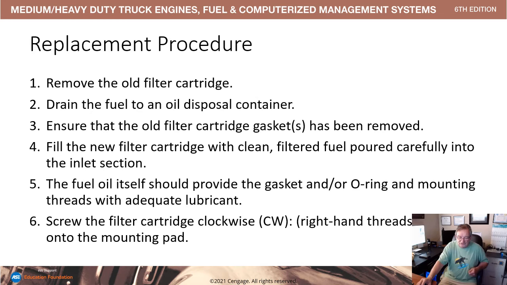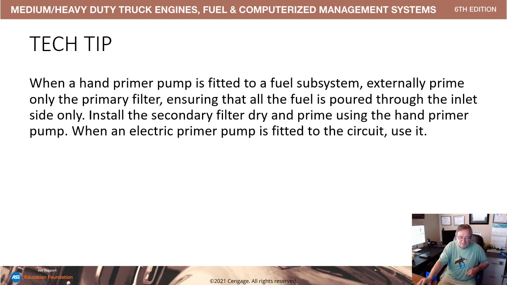You'll have gaskets and O-rings, so you have to pay attention to detail here. You fill the new filter cartridge with clean, filtered fuel poured carefully into the inlet portion of the filter. The fuel itself is provided the gasket or O-ring and mounting threads with adequate lubricant. You screw the filter on clockwise, right-hand threads, onto the mounting pad.